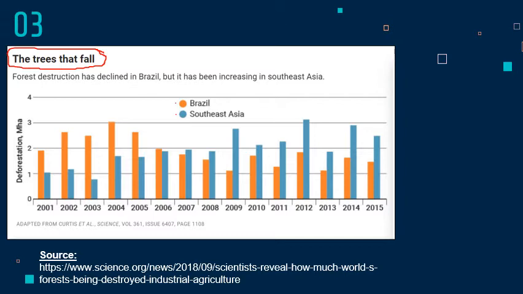Now it actually has a statement here: forest destruction has declined in Brazil, but it has been increasing in Southeast Asia. So that's the conclusion that the author of this article has drawn from this data. Let's see if we can draw the same conclusion. Okay, so first up, we're going to look at the data itself to see that I understand it.